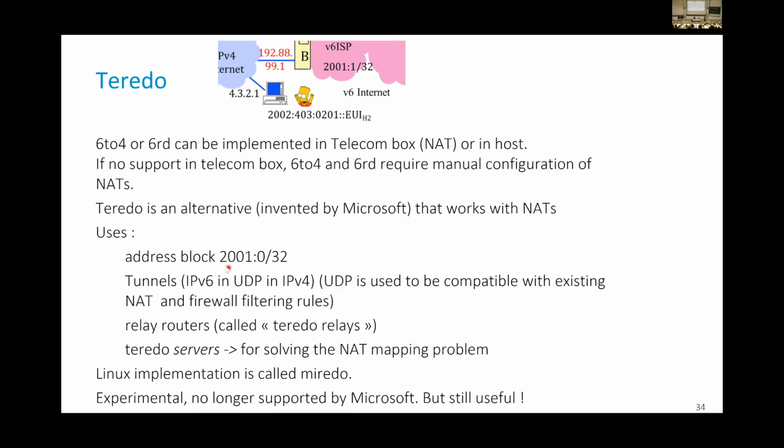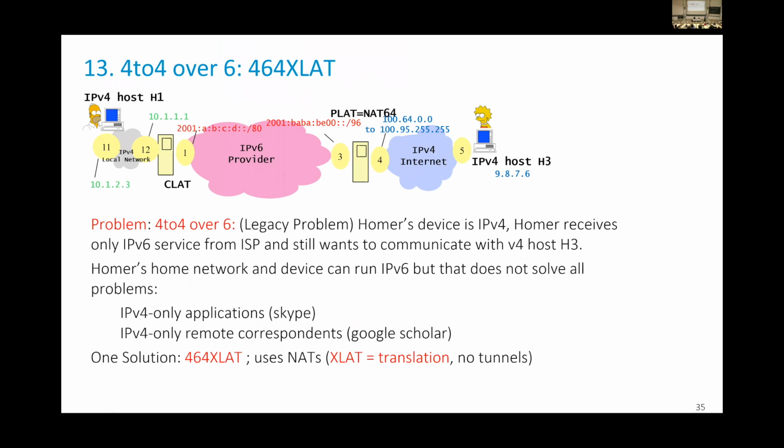Teredo and Miredo use a different block of addresses. The block that is reserved for that is 2001:0. So if you see an address that has this, it means that it's a Teredo address. We will not go into all those details.